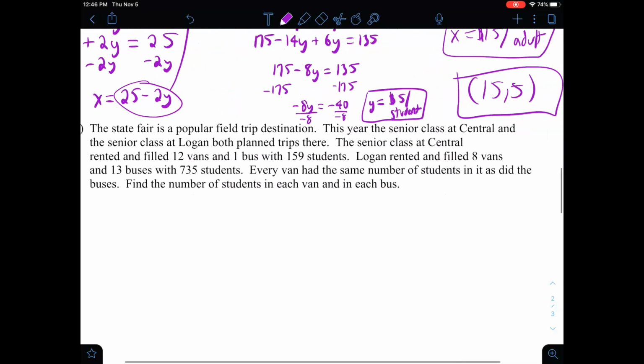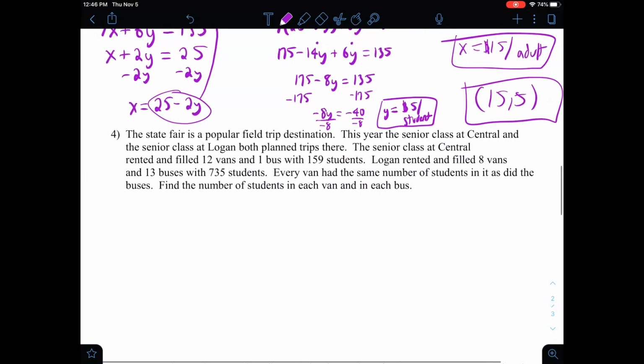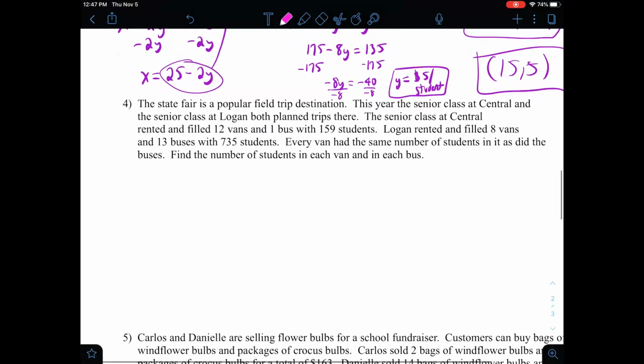All right, we're continuing. Number 4, the State Fair is a popular field trip destination. This year, the senior class at Central and the senior class at Logan both plan trips there. The senior class at Central rented and filled vans and 1 bus with 159 students. Logan rented and filled 8 vans and 13 buses with 735 students. It's a pretty big senior class for Logan. Every van had the same number of students in it as did the buses. Find the number of students in each van and in each bus.